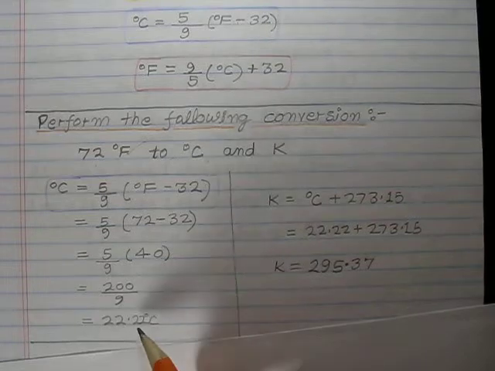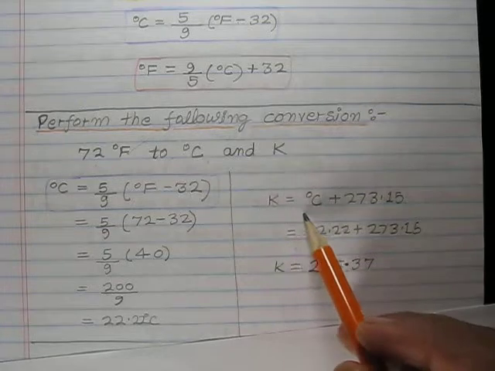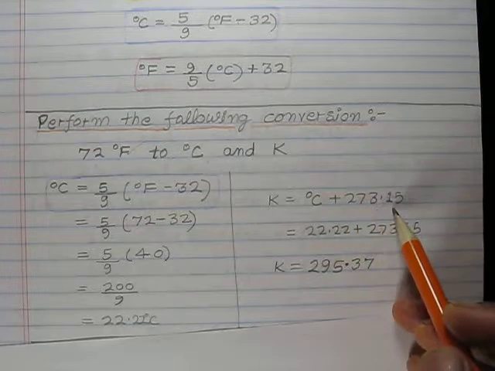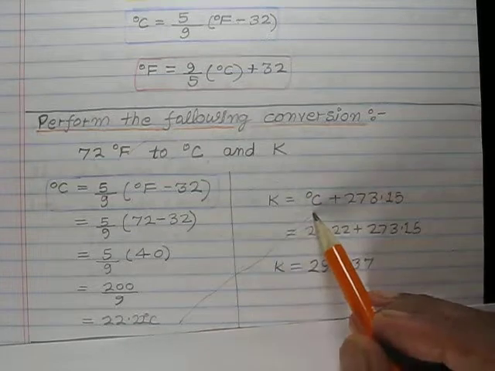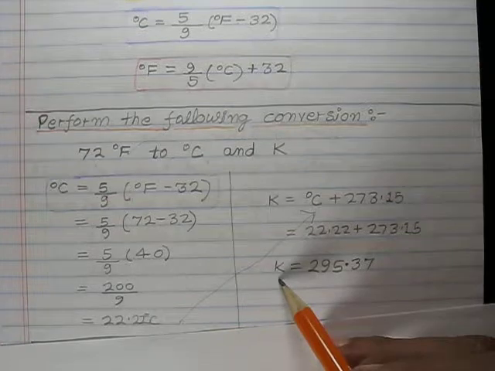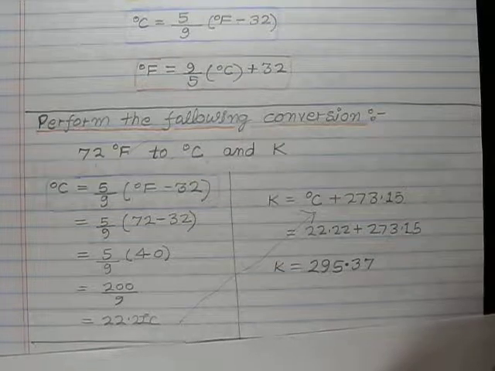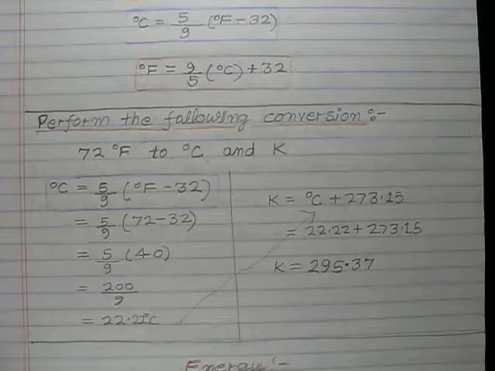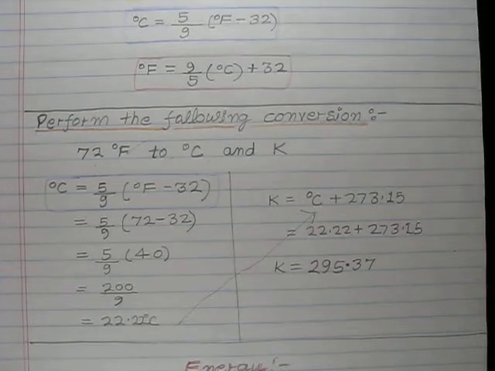And if we have to convert 22.2 degrees Celsius into Kelvin, we have to add 273.15 to the Celsius temperature. So just place this value here and add this one. At the end, when you calculate, Kelvin would be 295.37. So this is the simple example of how you convert any temperature into either Kelvin or Celsius or Fahrenheit.